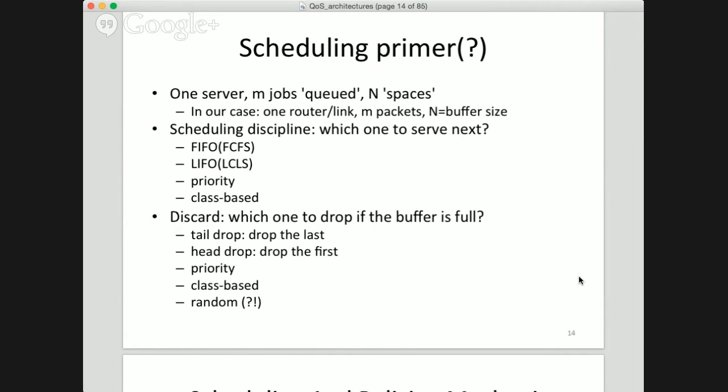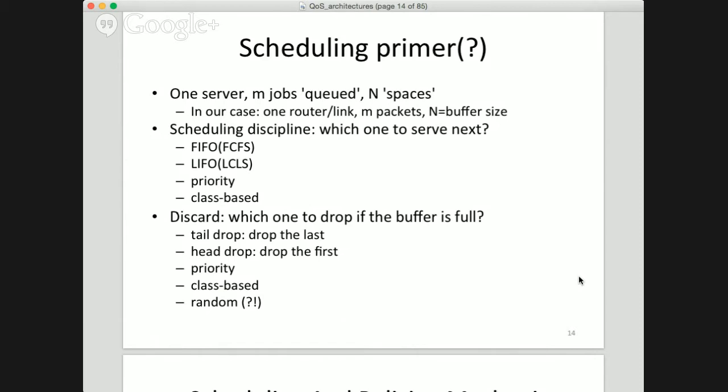So we talk about one queuing system here with one server. We have a number of jobs which are queued, and we have spaces. What we mean by spaces is basically the maximum amount of jobs that can be queued in the system. And in our case, the server is the link, the outgoing link from one router. The spaces is the buffer, the waiting area in the router. And the jobs are, of course, the packets. So the point is to decide: let's say that we just served one packet, which one shall we serve next?